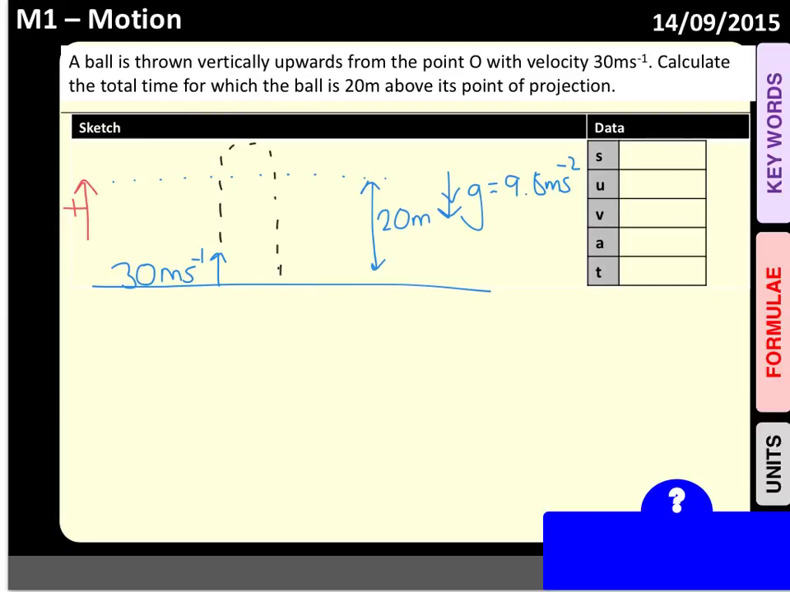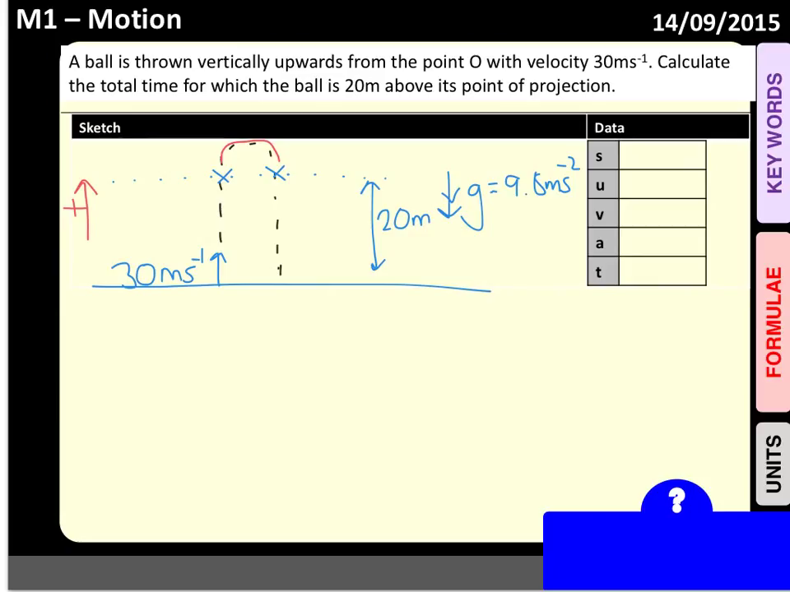So, filling in our data table, we're asked to find the total time for which it is 20 meters above its point of projection. So, looking at the diagram, we can see that the ball is going to be exactly 20 meters above its projection point at 2 points, here and here. So if we can calculate the two possible times where it's there, we can therefore look for the total time in between those two where it is following this path here.